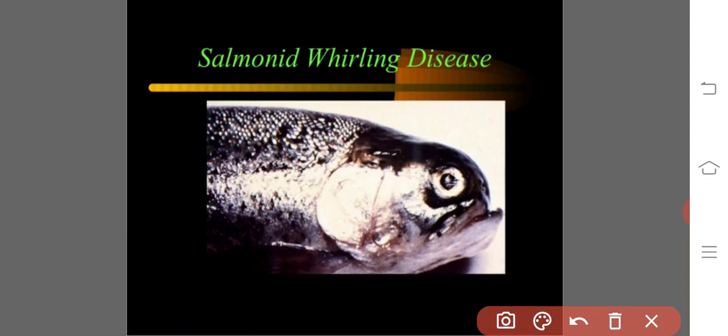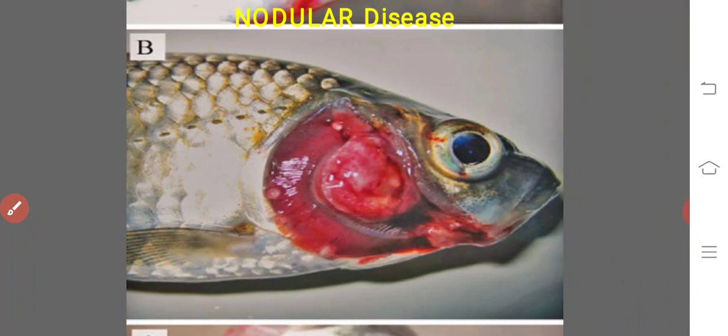pond hygienic conditions to be maintained. Contaminated ponds should be cleaned thoroughly and disinfected with calcium cyanamide or sodium hypochlorite. Coming to the nodular disease.